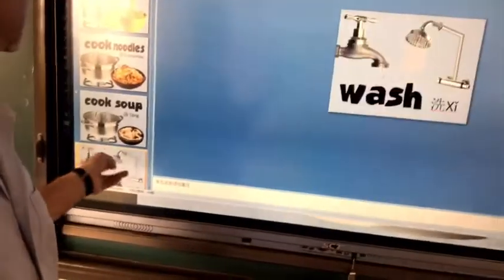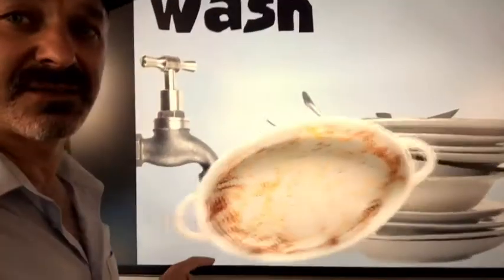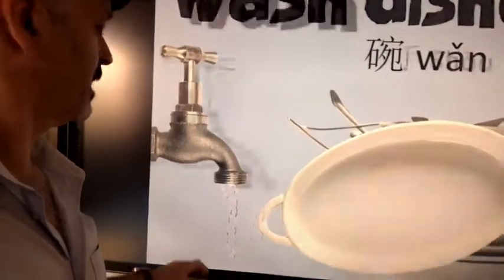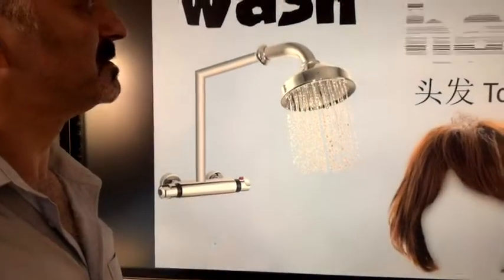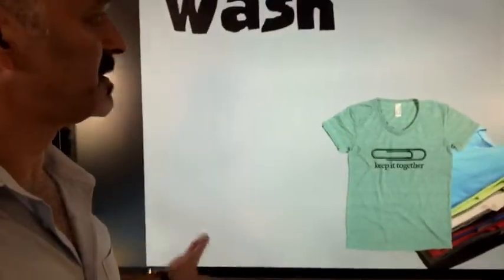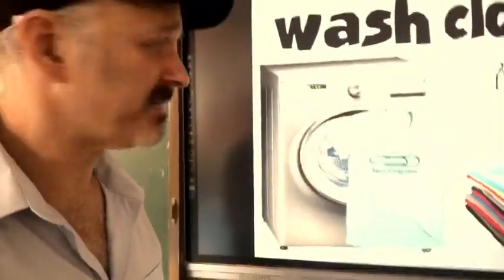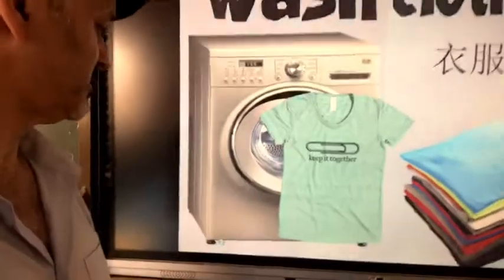Wash, what do you wash? Wash things like dishes. Wash things like your hands and hair. All the animations I put in there. And wash clothes. It's a tough one, so I started to leave it out of the presentations because clothes, the TH sound is a little bit elusive, especially to a second grader. So I'll leave that one out.